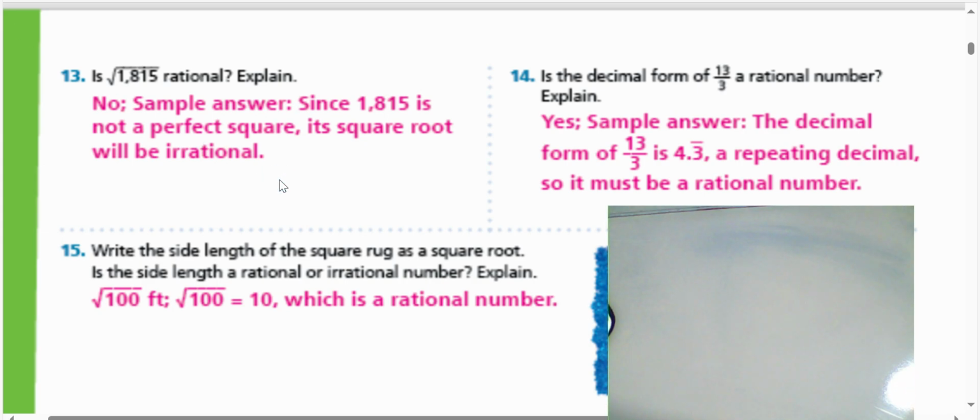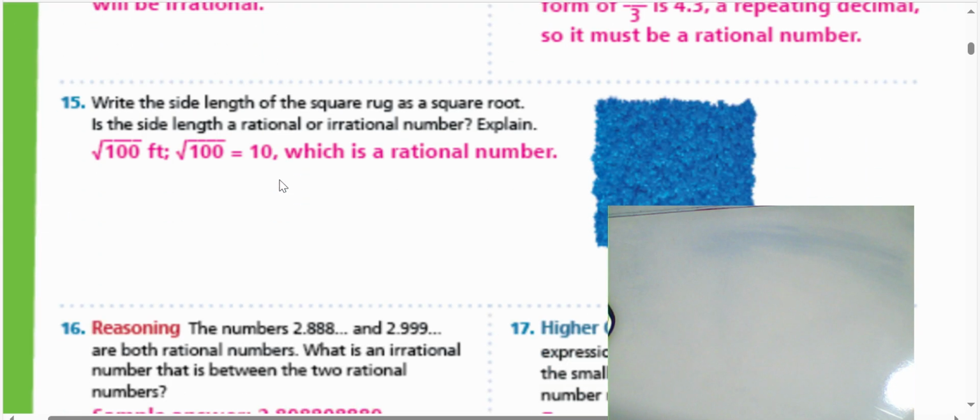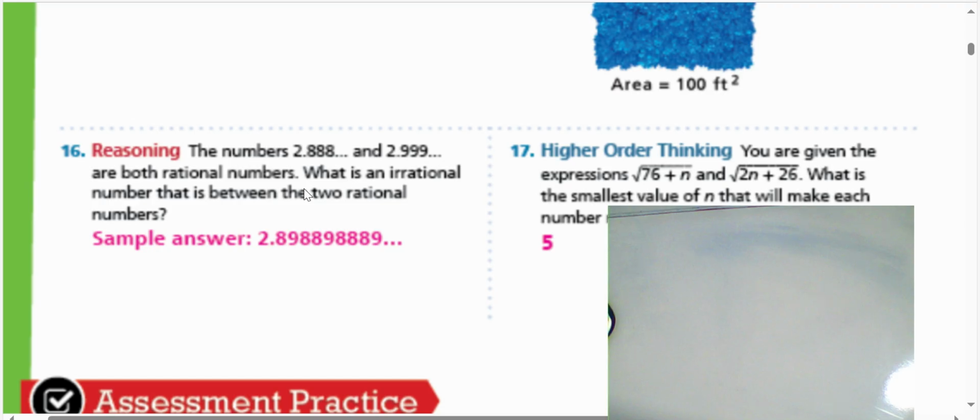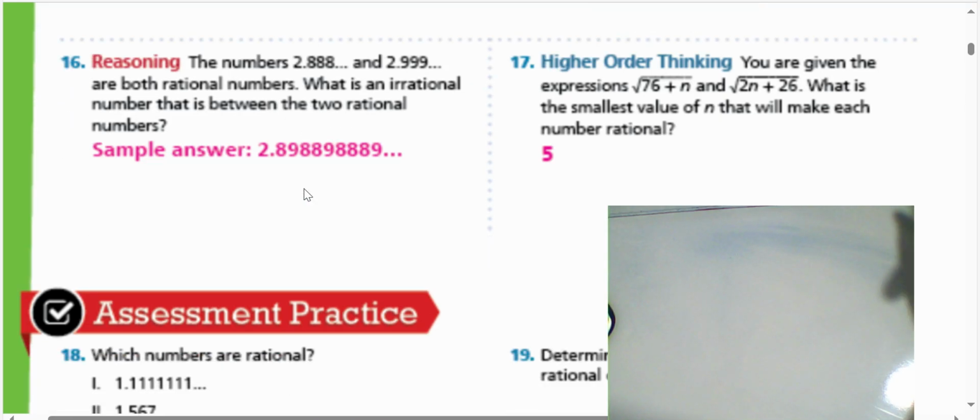In question 15 we have all the questions. You can write the answer here. Is the square root of 400 rational, or the square root of 110? We must know the numbers 2.88 and 2.99, we call them rational numbers because they are repeating. Are both rational numbers? No. What is the rational number between them? We can write a number between them, okay, as you like.